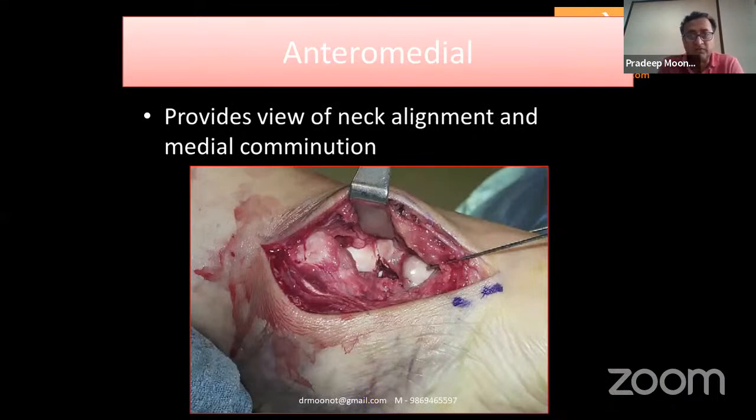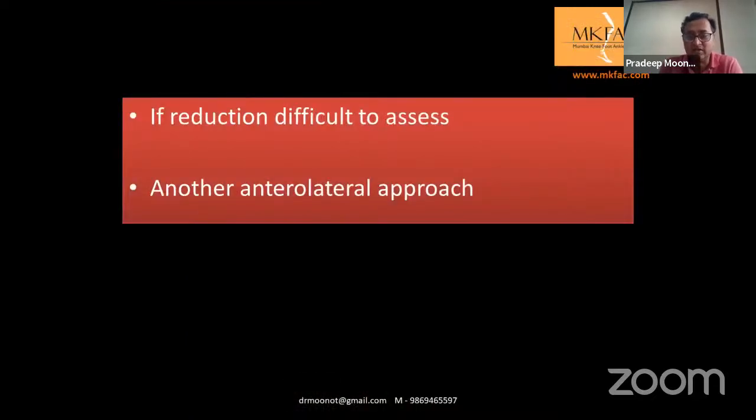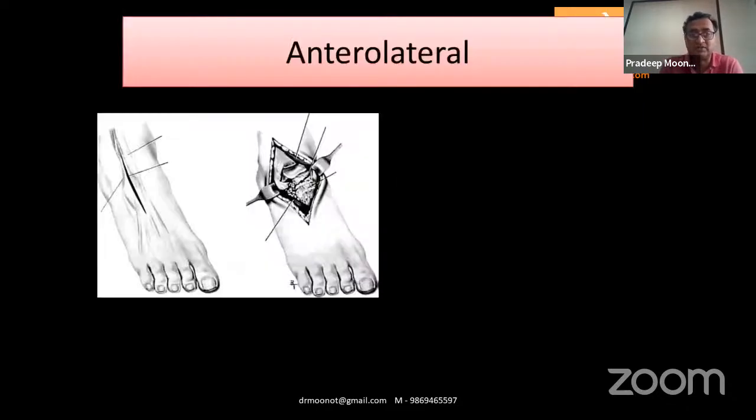Anteromedial provides a good view of the neck alignment and the medial comminution, and usually the comminution is medial, so it's a good incision to have a direct look at the neck. If the reduction is difficult to assess, or you do not know if you got an anatomical reduction, then you need to use another incision. Usually it's an anterolateral approach.